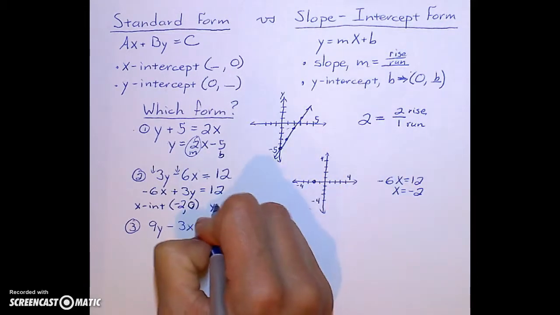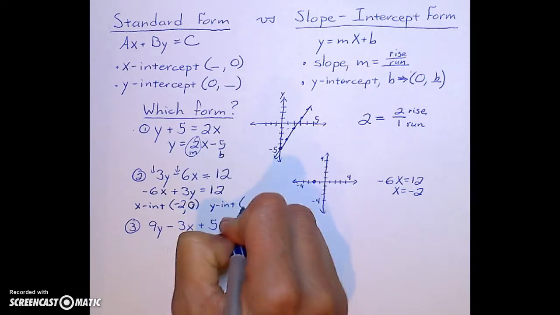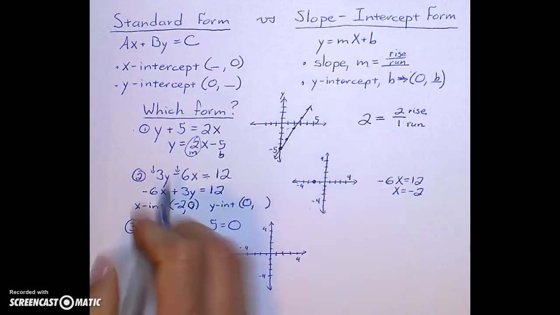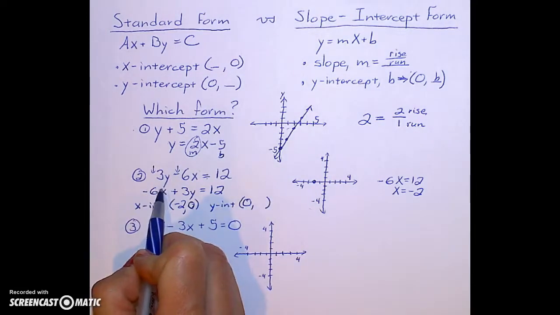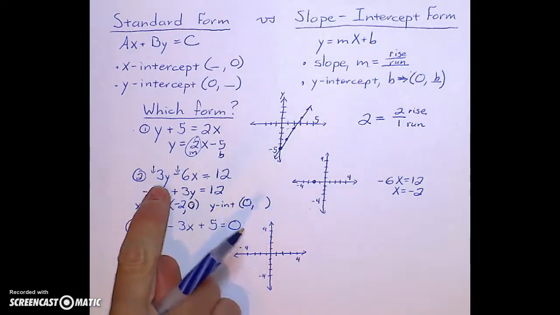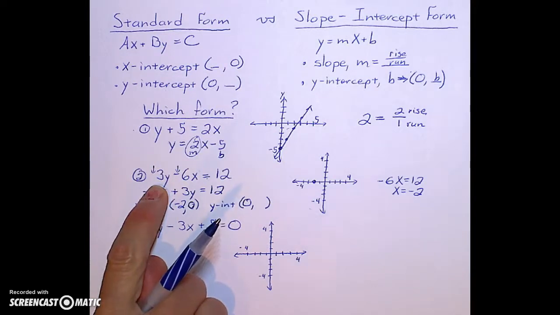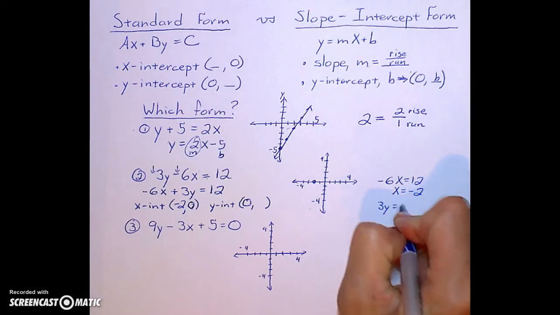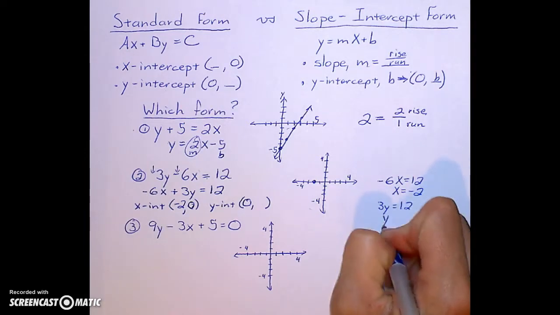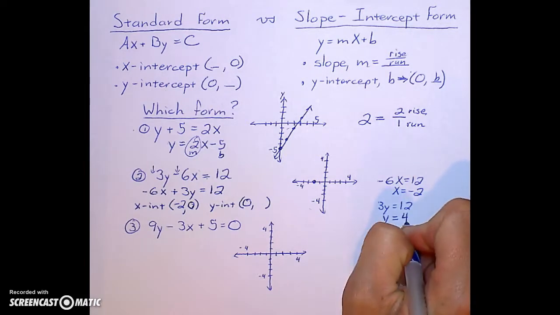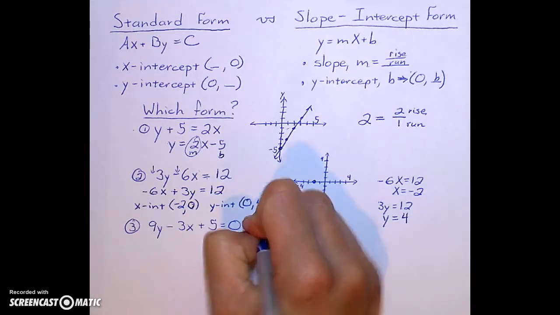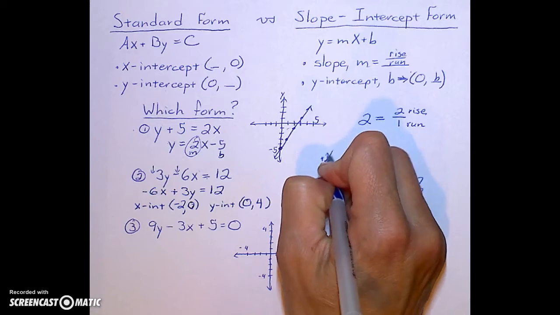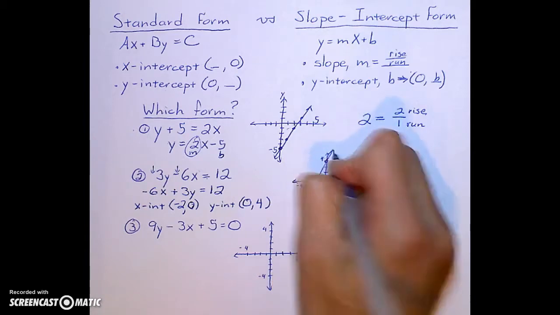For the y-intercept, I know the ordered pair has an x value of 0. So in my equation, if I were to put 0 in for x, the x term would disappear, and I would have 3y equals 12. So dividing by 3, I have y equals 4. My y-intercept is on the y-axis at positive 4. I have 2 points, and I draw a straight line through those 2 points.